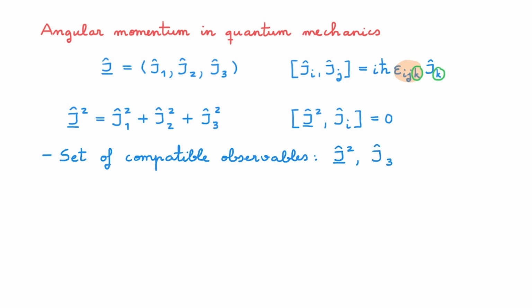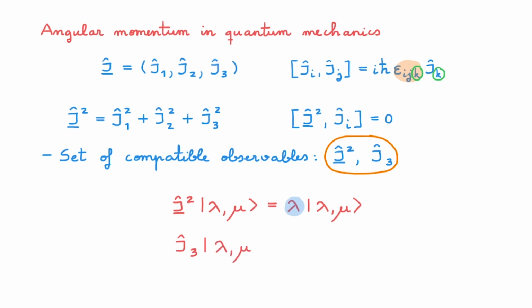As for any observable, the very first thing we need to do is to find their eigenvalues. For J squared, we have this eigenvalue equation, where the eigenvalue is lambda, and for J3, we have this eigenvalue equation, where the eigenvalue is mu. As J squared and J3 are compatible observables, we can always find a common set of eigenstates for these two operators. And what I've done here is to use such a common set of eigenstates here and here, and labeled them by the eigenvalues lambda and mu.